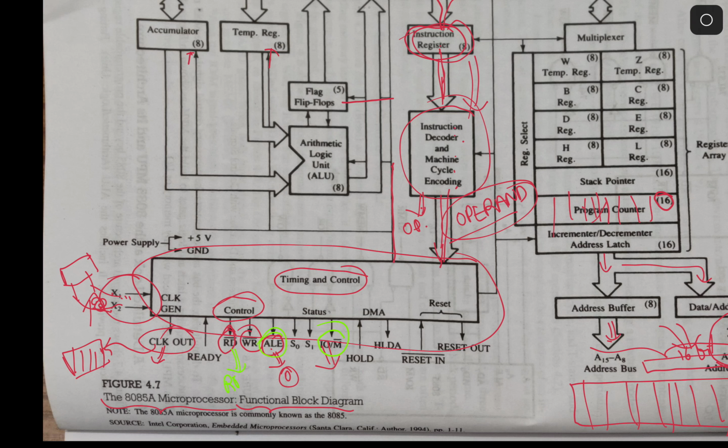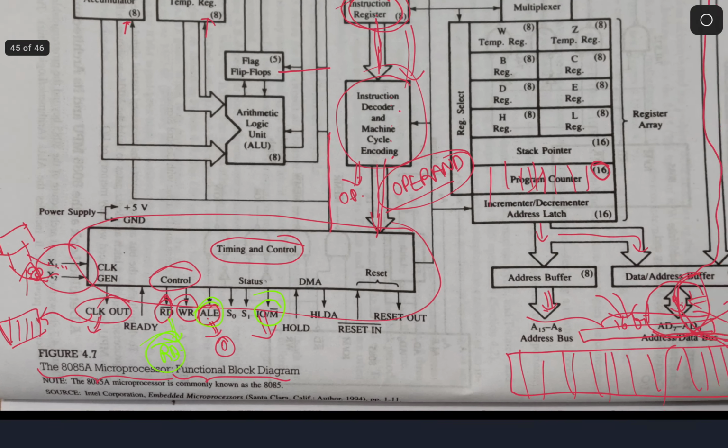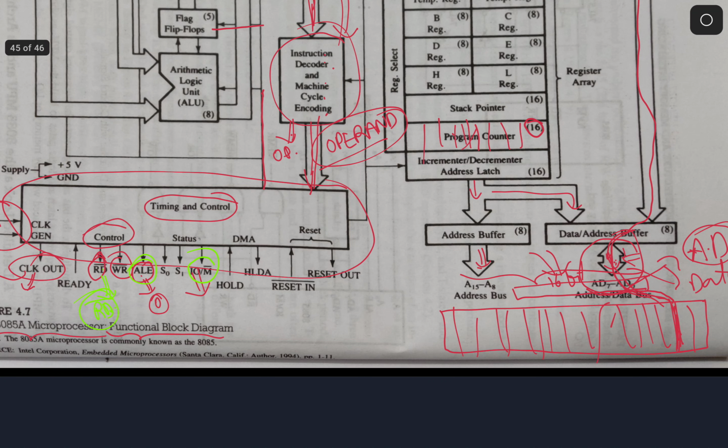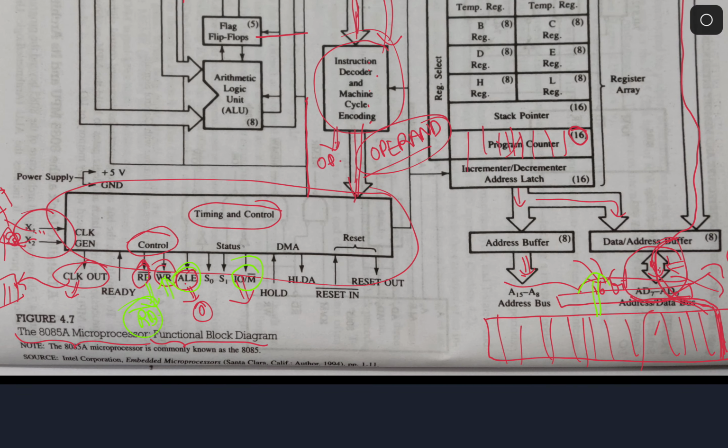This read, RD bar, is active low. Active low means that if this signal is low, this read operation will be performed. Read operation performed means there will be transfer of data from external memory location to the CPU. And if this write signal is low, writing will be done. So the transfer is from CPU to the memory location.